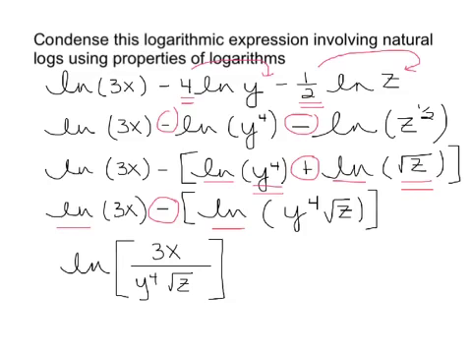But we took the original log expression with three different log terms. We pulled in the powers, we factored out the minus so that we could clearly see that the second and third term are really connected with addition, so we used the product rule to condense them. And then we took the remaining two log expressions connected with a minus, used the quotient rule to condense them. So our final answer is the natural log of 3x divided by y to the 4th square root of z.